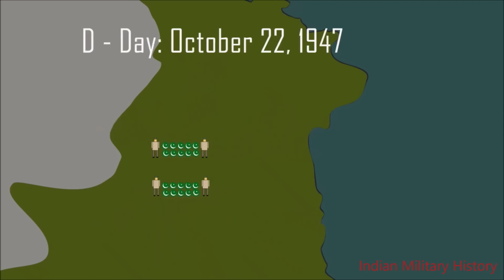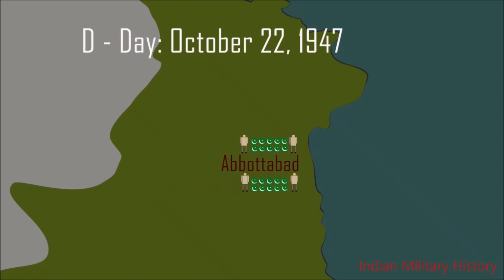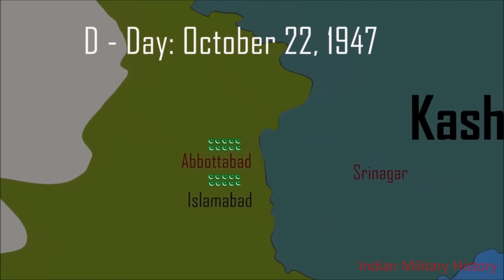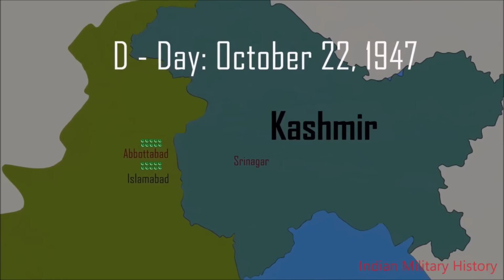The D-Day of the invasion was fixed for October 22, 1947. All tribal units were covertly concentrated in Abbottabad by October 18, 1947. On October 21st, Pakistan's 7th Infantry was on standby near Abbottabad to provide backup to the tribal invasion and consolidate their hold on the valley. Everything was in place for the invasion of Kashmir for October 22, 1947.